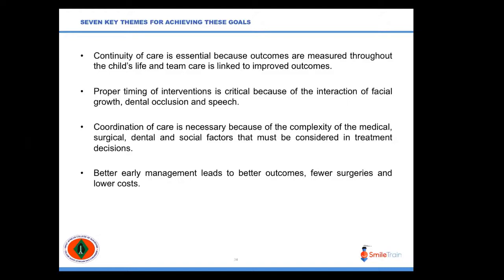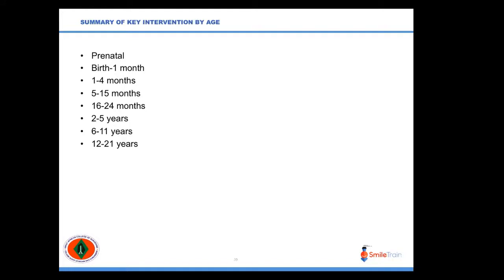And finally, we know that better early management leads to better outcomes, fewer surgeries, and lower costs. Especially in this low-income area that we are in, we need to know that. What we need to do is to see how we can get the best out of the minimum that we have. So now we're going to the summary of key interventions by age.